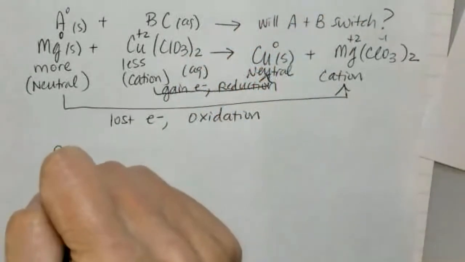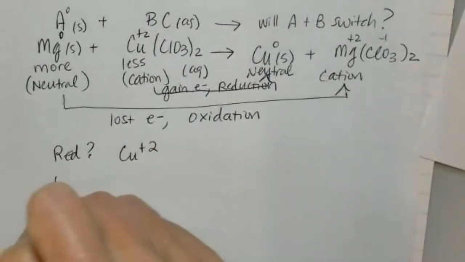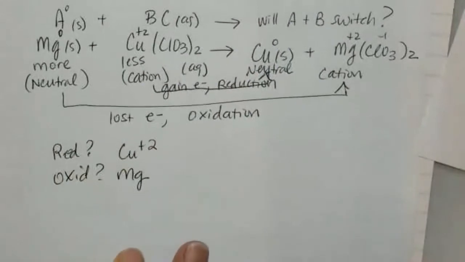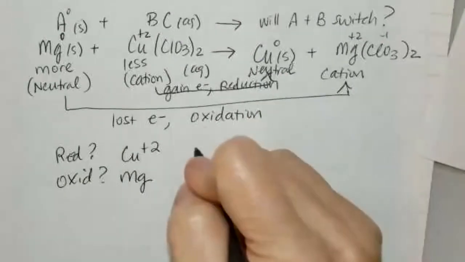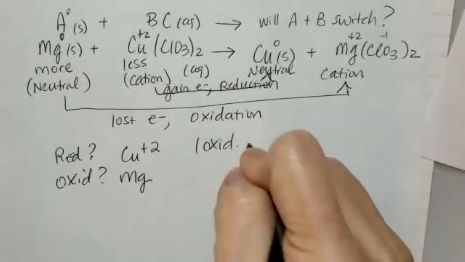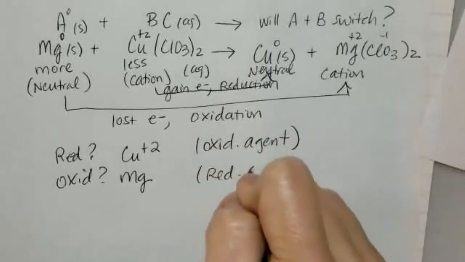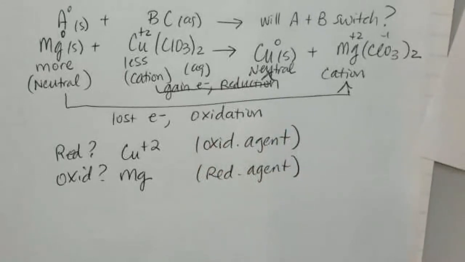So what element was reduced? The copper 2. What element was oxidized? The magnesium. And to add in the terms that we had from the worksheet, the copper 2 then is the oxidizing agent, and the magnesium is the reducing agent. Whatever's oxidized is the reducing agent. Whatever's reduced is the oxidizing agent.